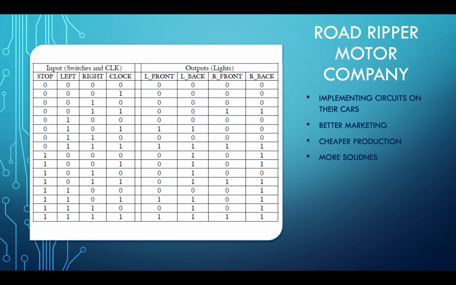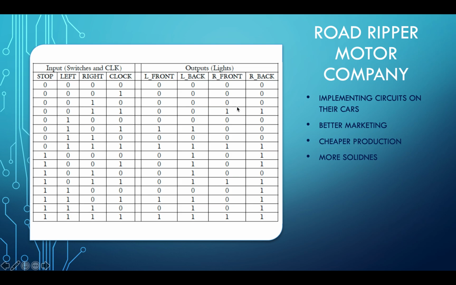This company creates cars and they are trying to implement circuits on their cars because they want to have better marketing and also cheaper production, because using circuits also makes the cars more solid. The company is giving us some instructions, some statements to know when the lights are on. They want to use the left, back, and the front lights.